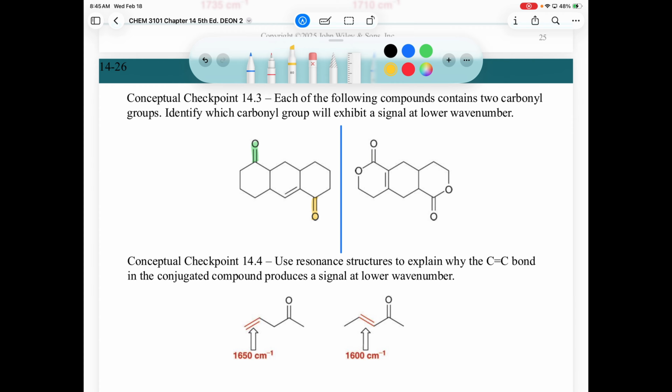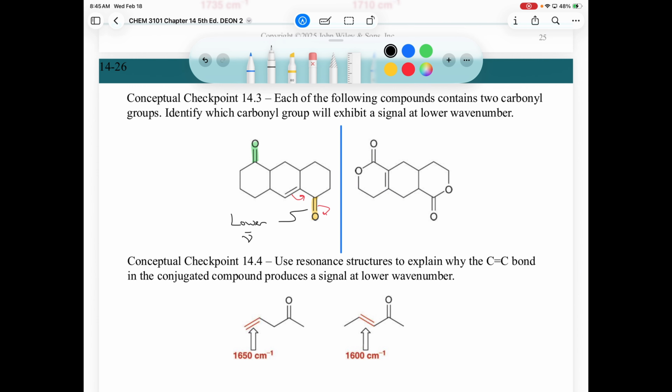The one in yellow, right? Because I can draw resonance forms for it, okay, like this. And so this one will be lower wave number, right? Because it's weaker. I'm not going to write down wave number is proportional to bond strength anymore, okay?